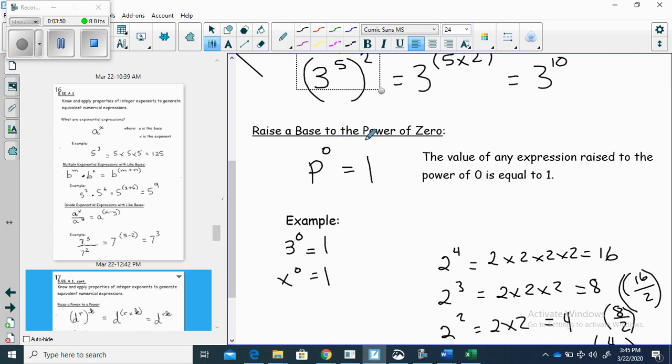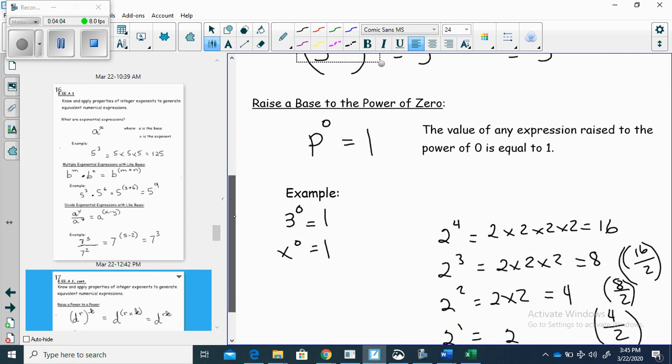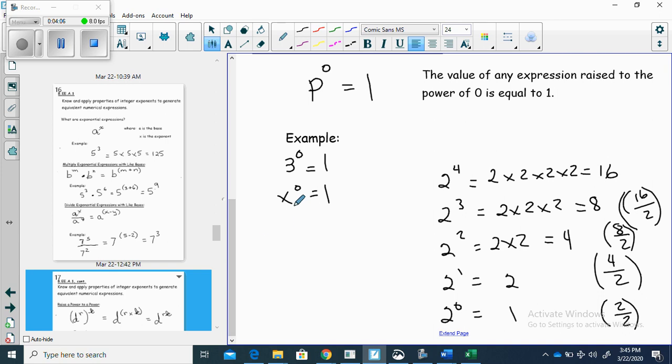What if I raise a base to the power of 0? Anything raised to the power of 0 is equal to 1. P to the 0 power is 1. The value of any expression raised to the power of 0 is equal to 1. I want to show you some examples and talk you through why this is true. 3 to the 0 power is equal to 1. X to the 0 power is equal to 1. Anything to the 0 power is equal to 1.